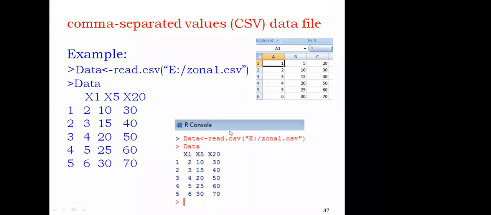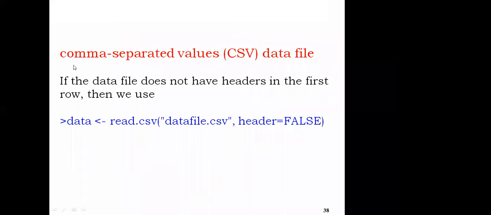I'm going to tell you. Now you see, for a comma separated values data file, if the data file does not have headers in the first row, then we use the following. Data, then the arrow, and for headers, I'm going to tell you about this. read.csv, within the bracket you write datafile.csv, then header equal to FALSE. Header equal to FALSE means the data file does not have headers.